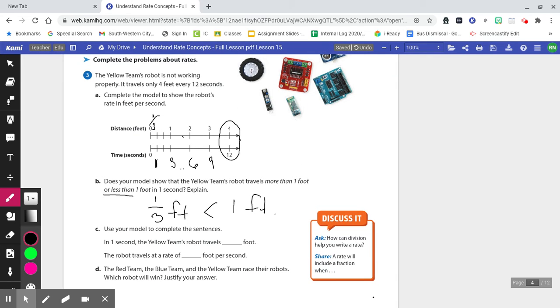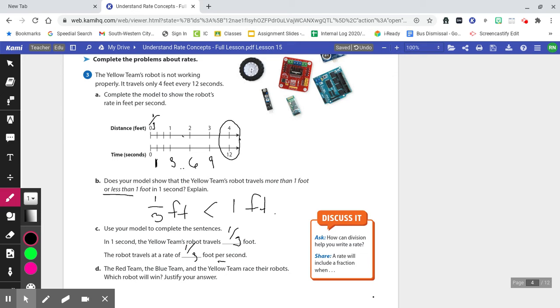And let's continue here. Use your model to complete the sentences. In 1 second, the yellow team's robot travels how much of a foot? 1/3 of a foot. And the robot travels at a rate of 1/3 per second, meaning for every 1 second, it goes 1/3 of a foot. So now that we've got them all comparing at 1 second, I can compare to see how far they have traveled.